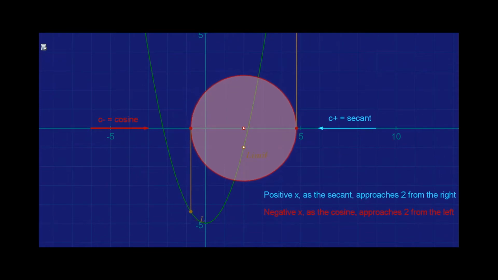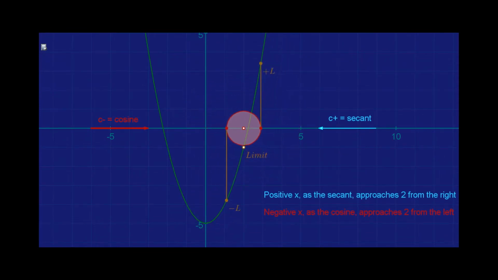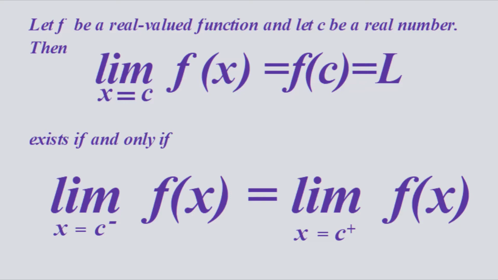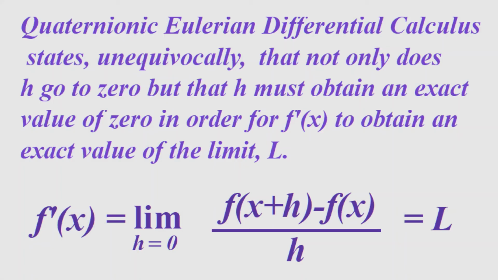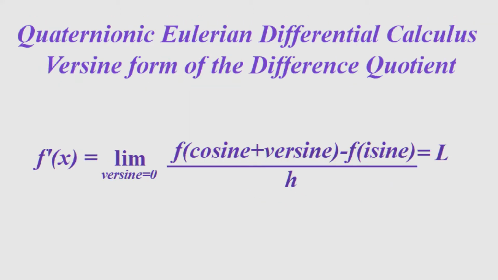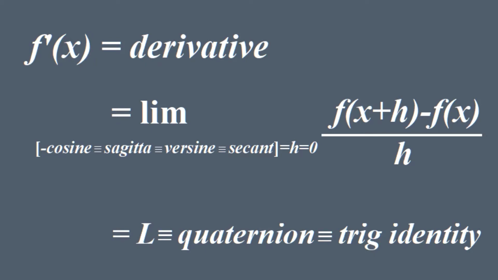Every quaternion is a derivative, and every derivative is a limit. A limit exists if and only if it obeys the following equation. Such a limit may be expressed as a difference quotient. The difference quotient is written as follows. Consolidating all our concepts, we derive the Versine form of the difference quotient. And its consolidated form is as follows.